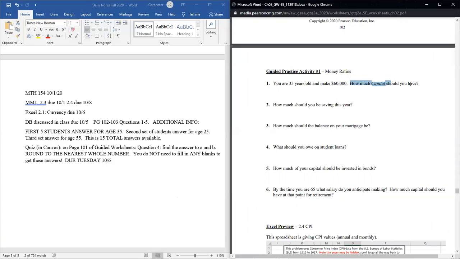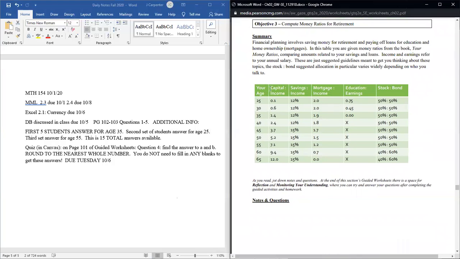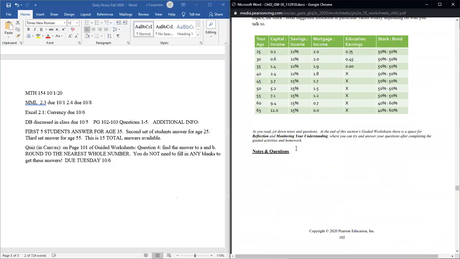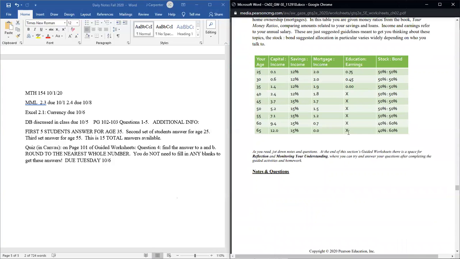So question 1 is how much capital should you have? You're going to use this 60,000. You'll go to the capital column, age 35. Clearly you're using the 1.4. That's how you know what numbers to use for these 5 questions. Question 4, 2 of them will actually be the exact same answer, but I'm not going to say what it is, though you could probably guess just by sight.